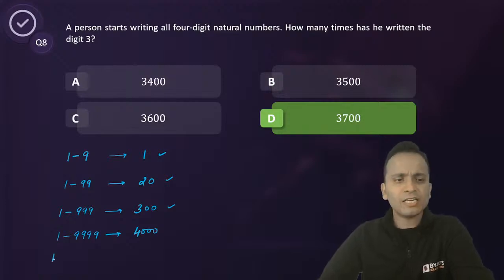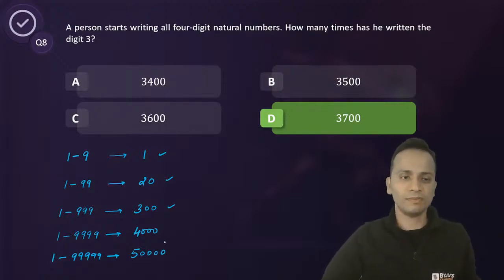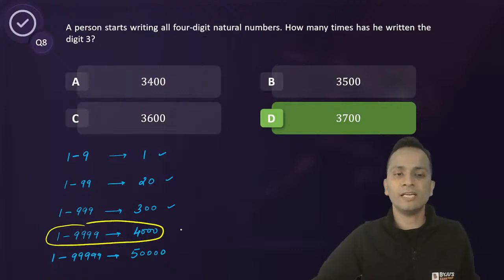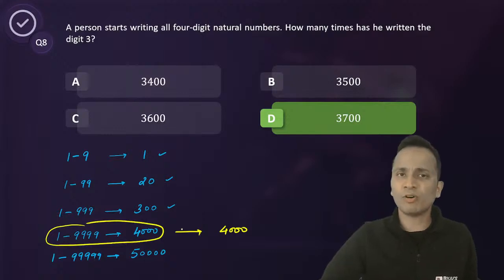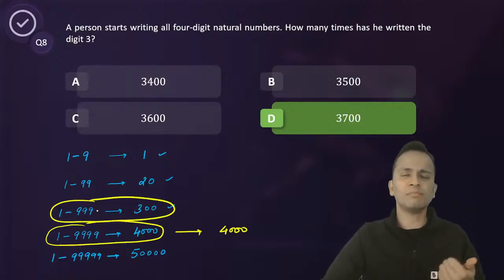Okay. Next, if you write all the numbers starting from 1 up till 99,999, every digit will repeat 50,000 times. Okay, ठीक है? So ये याद कर सकते हो, ये हमेशा फॉलो होगा. Now, starting from 1 up till 9,999, every digit is repeated 4000 times. But I don't have to start from 1. I have to start from all the 4-digit numbers. So I'll remove these 3-digit numbers, 2-digit numbers and 1-digit number.